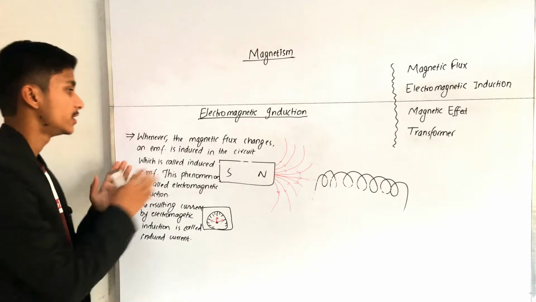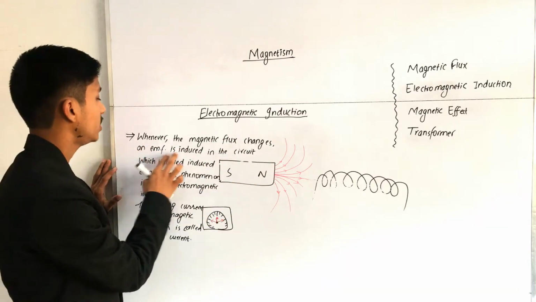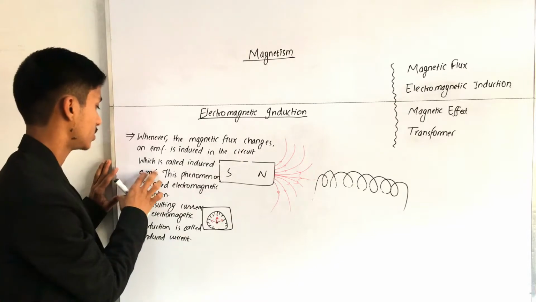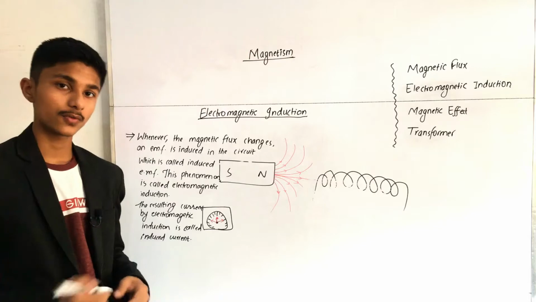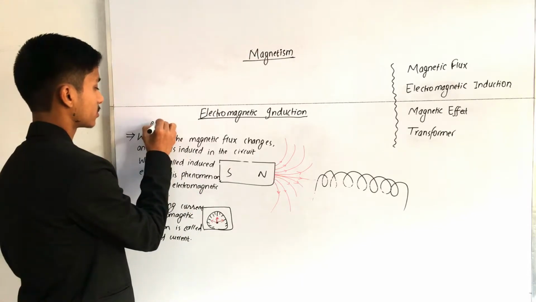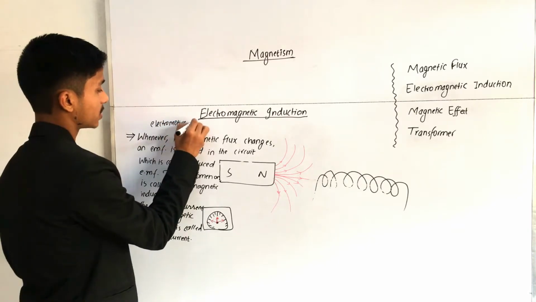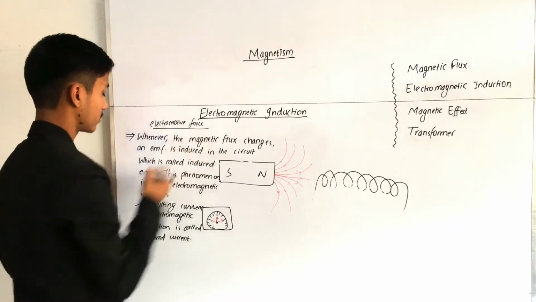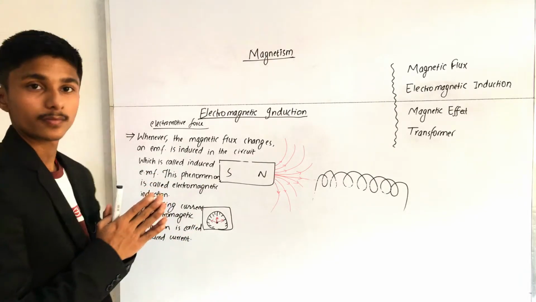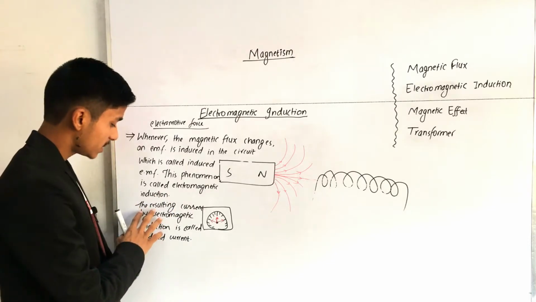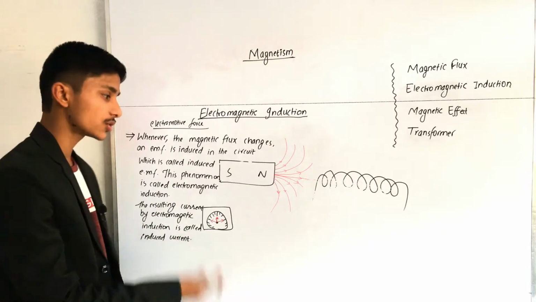Now, here we discuss this. Whenever the magnetic flux changes, an EMF is induced in the circuit, which is called induced EMF. Here, EMF means electromotive force. This phenomenon is called electromagnetic induction. And the resulting current by electromagnetic induction is called induced current.